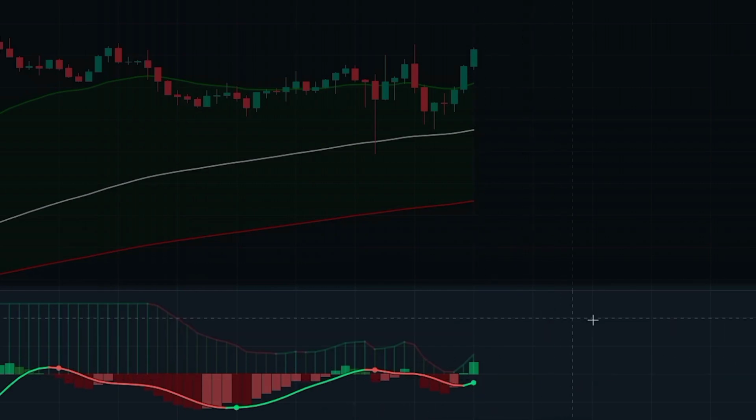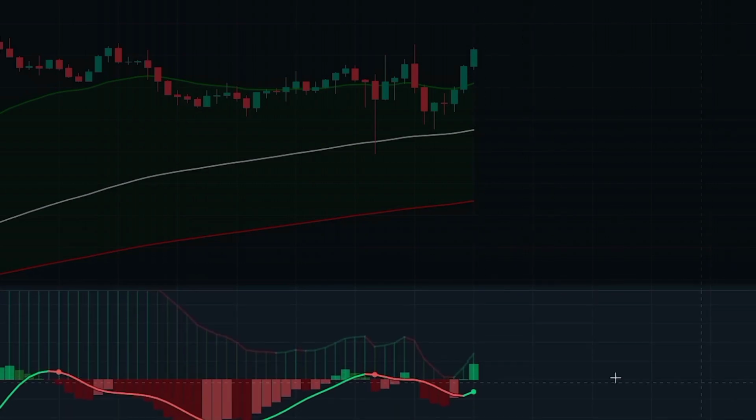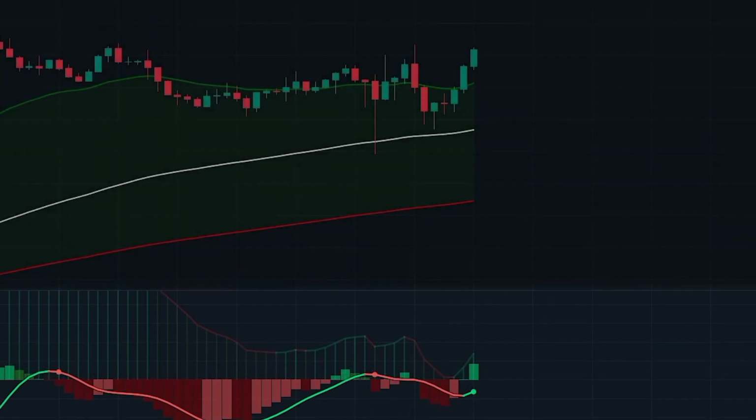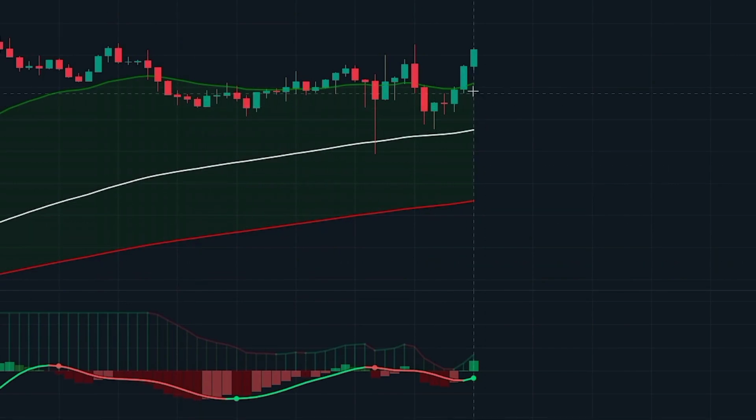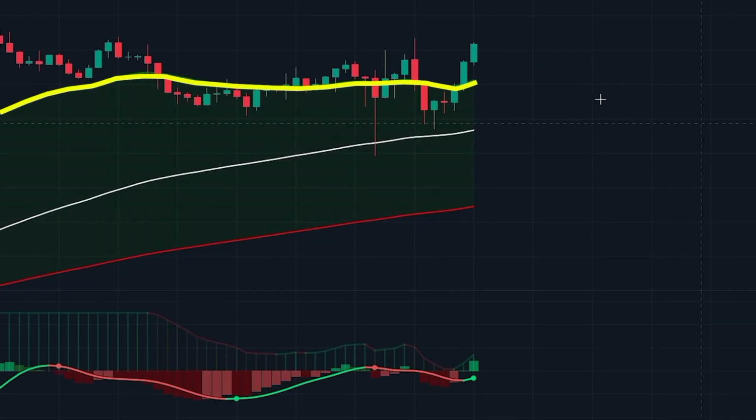To confirm that this long signal is valid, we will need to see that the trend line is green and above the 0 line. If this is the case, we will enter into the position. However, before we enter into the position, we will need to make sure that the price is trading above the 21-period EMA.